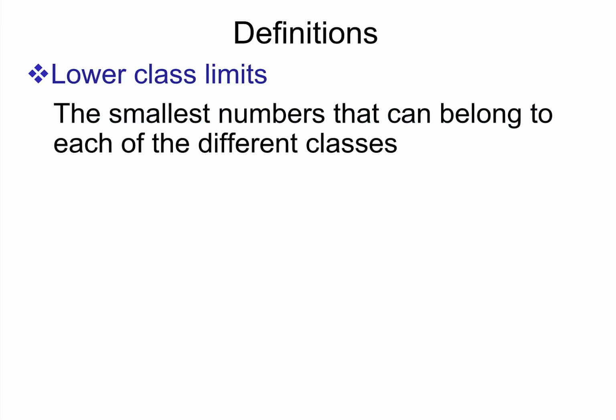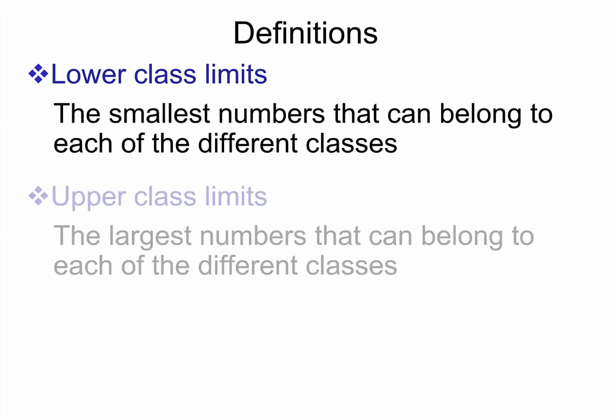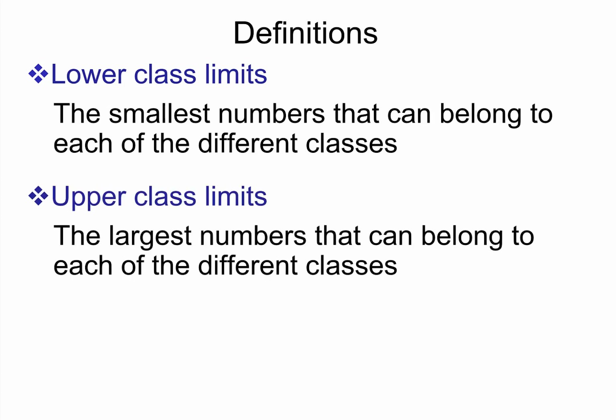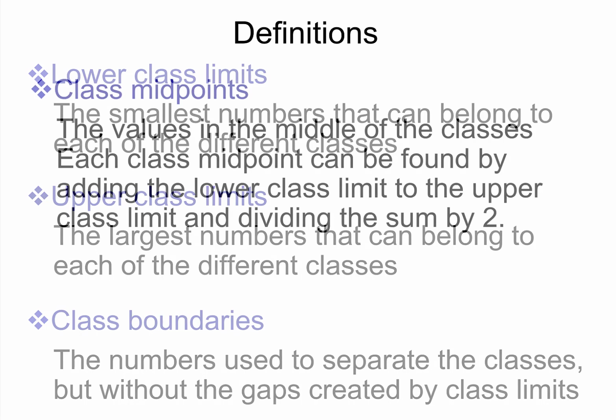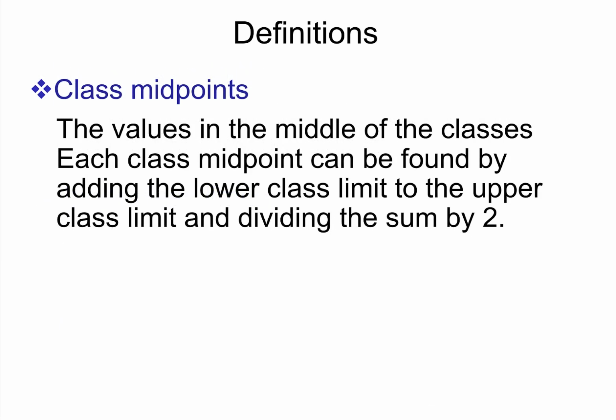Some definitions. The lower class limits are the smallest numbers that can belong to each of the different classes. The upper class limits are the largest numbers that can belong to each of the different classes. The class boundaries are the numbers used to separate the classes, but without the gaps created by the class limits. Class midpoints are the values in the middle of each class, and they're found by adding the lower class limit to the upper class limit and dividing the sum by 2.